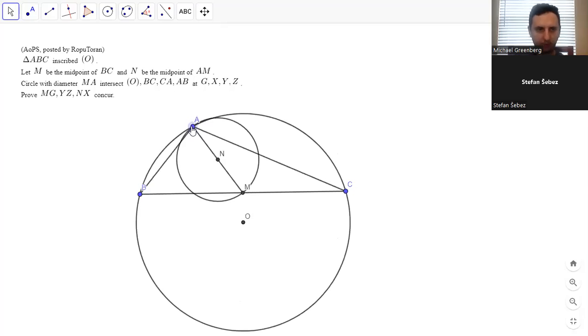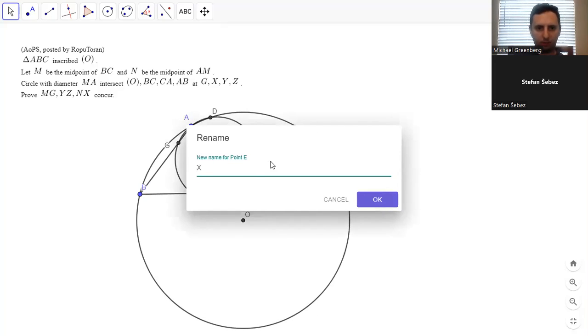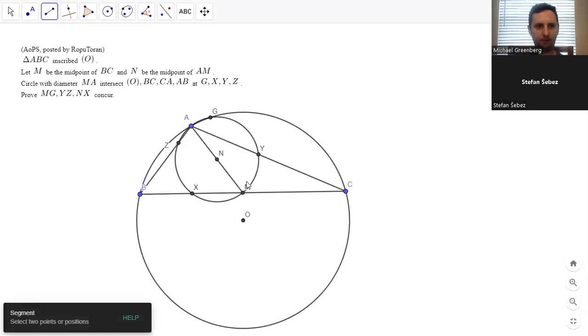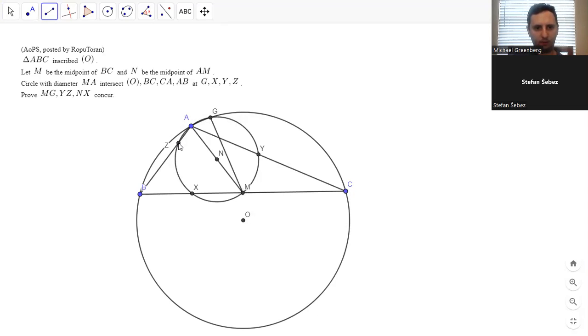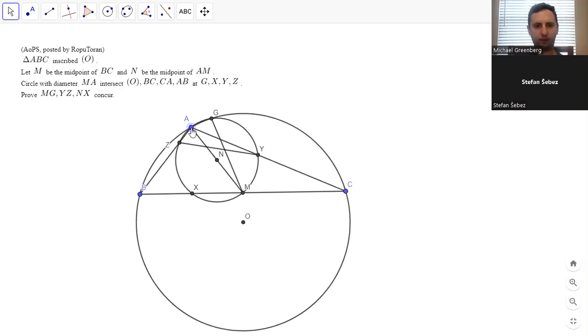I want it to be clear, I think that looks okay. So okay, this is X. And then Y, Z, and this is G. We want to show MG, YZ, and NX concur. Let me see if I can draw this. Okay, yeah, it's never going to be on the segment NX, I don't think.